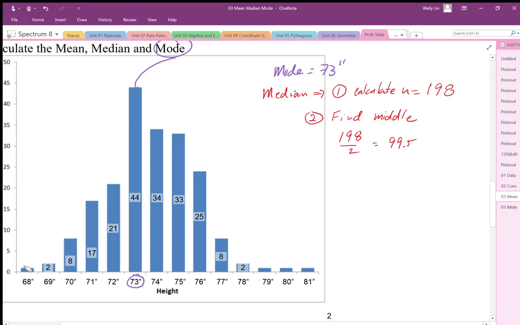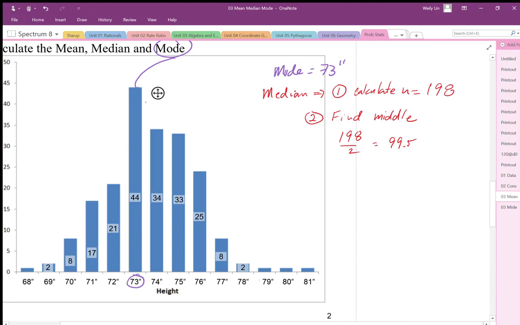So I just add up again, I just add a cumulative. 1, 3, plus 8 is 11, plus 17 is 28, plus 21 is 49, plus 44 is going to be, what is that, 93. Okay, so 93 people up to here.